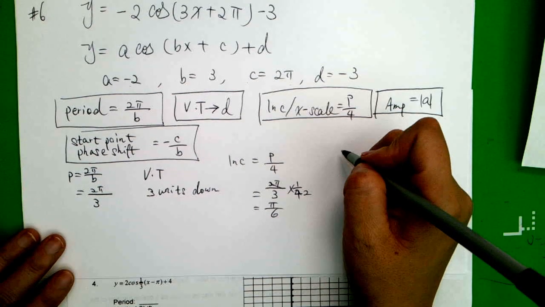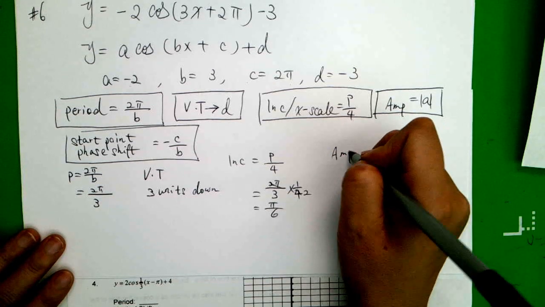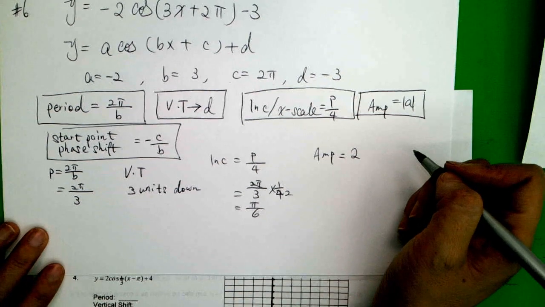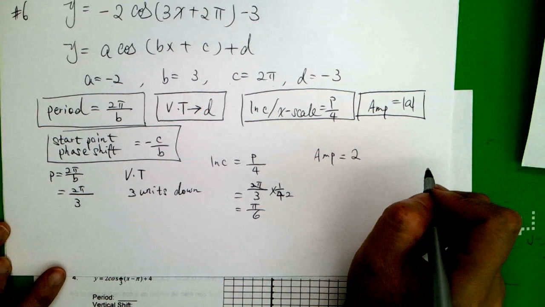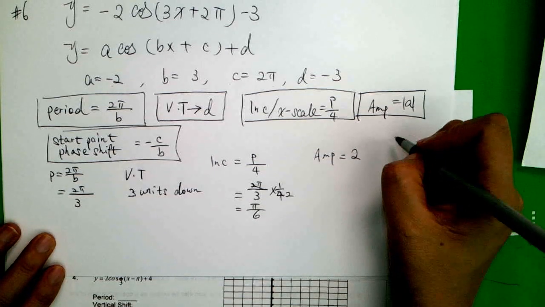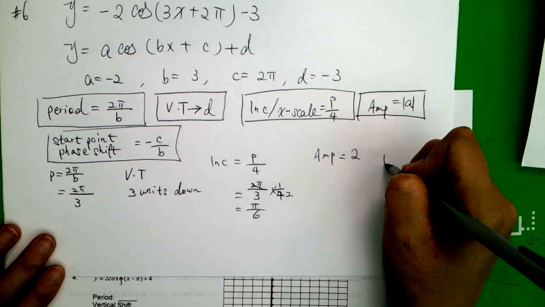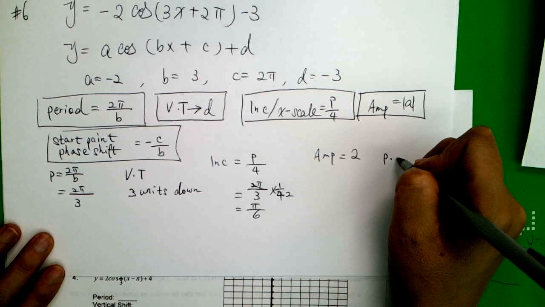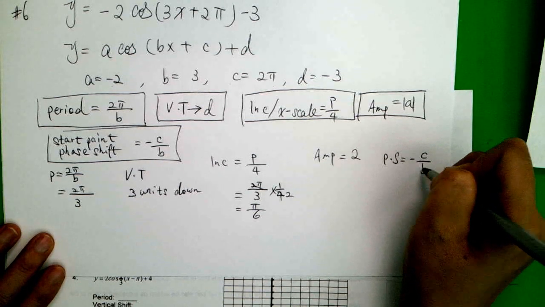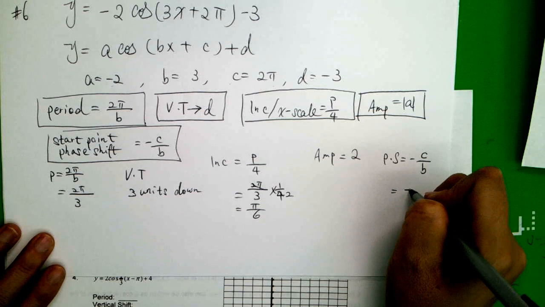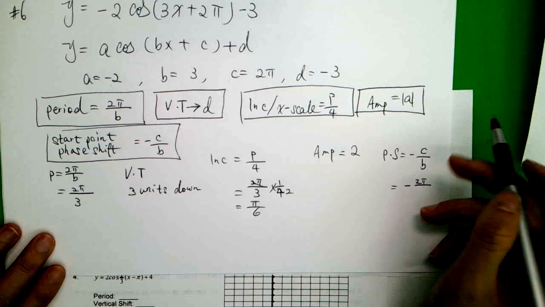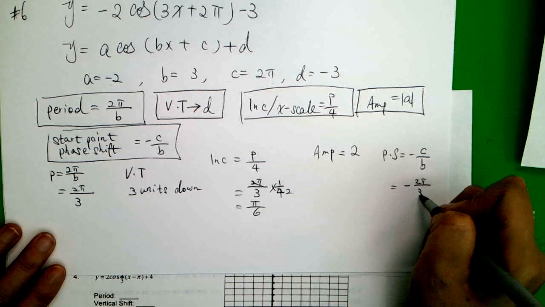Okay, and then you also need the amplitude, which is a positive 2. Amplitude is the absolute value of a, regardless of what kind of a you have, so you always have a positive 2. At the end, you should have a start point, which is your phase shift equals negative c over b, and equals negative, your c value here is 2 pi, your b value here is 3.